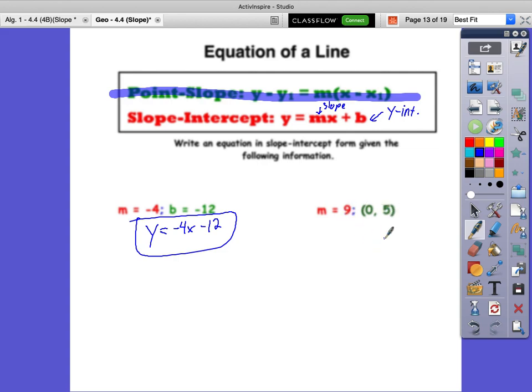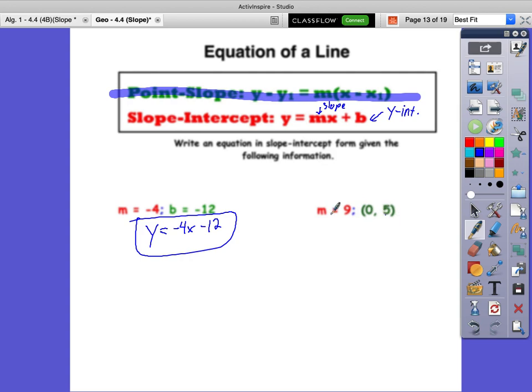How do we do this one? Can we put it in point slope form? Can we put it in slope-intercept form right away? Yes, actually, you can. But right now it looks like we're given a point and the slope, so we might have to use point slope.